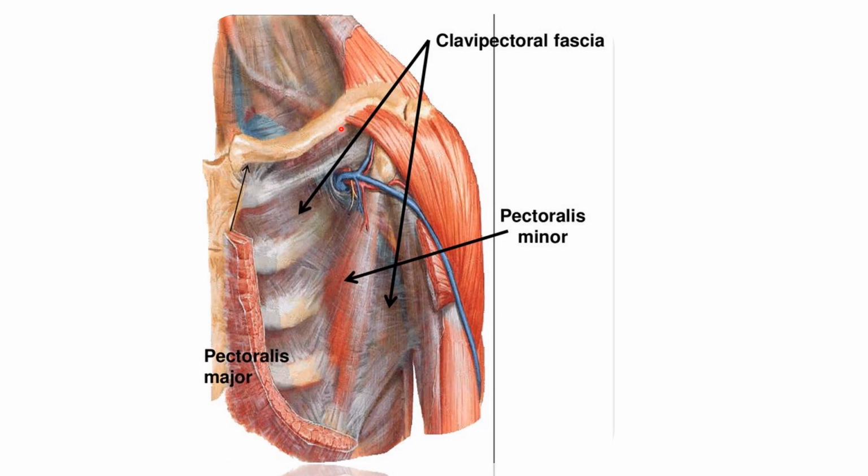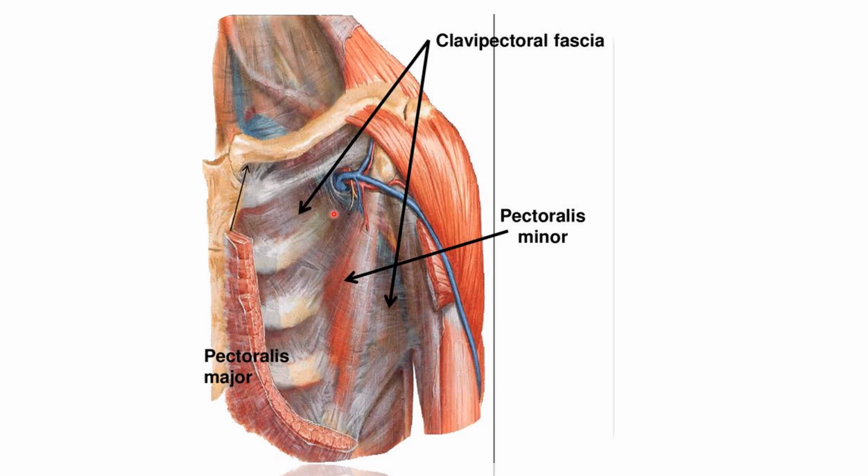First, we'll see the attachment of clavipectoral fascia. It has medial attachment, lateral attachment, superior and inferior attachments. Medially, this clavipectoral fascia blends with anterior intercostal membrane and the upper two intercostal spaces. Laterally, it fuses with the coracoid process and blends with coracoclavicular ligament.